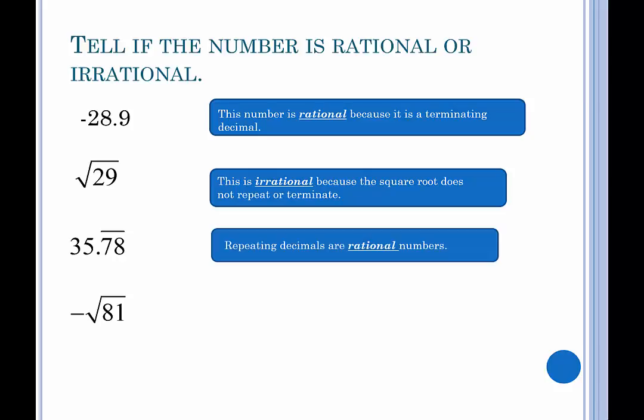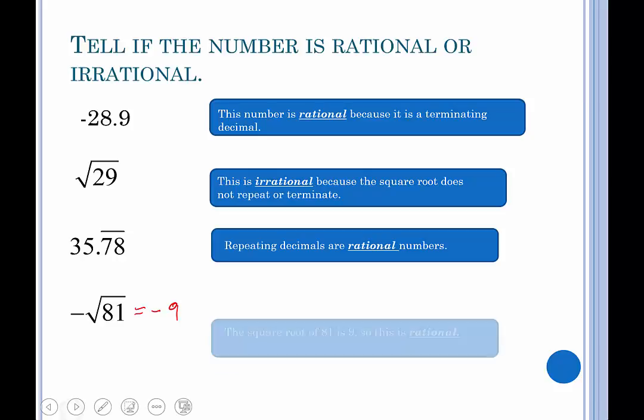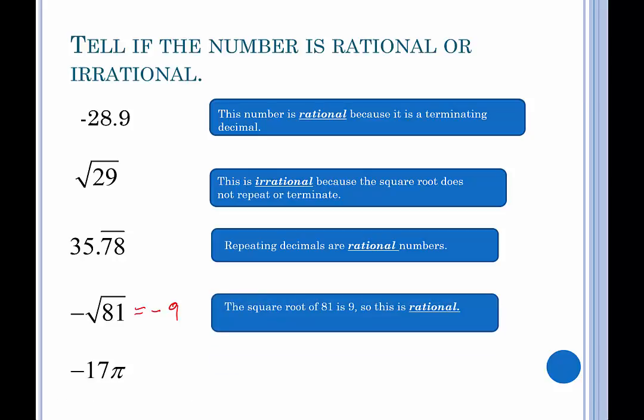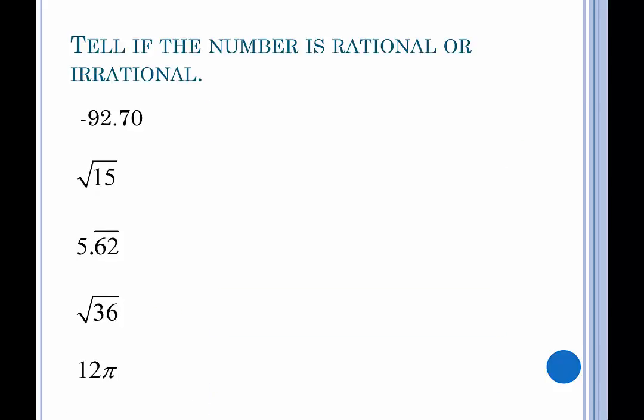And then we have negative square root of 81. The square root may look like it's going to be irrational, but 81 is a perfect square, so we can simplify that to being -9, because the square root of 81 is 9, so that is rational. And our last one, -17 times pi. Anytime you see a pi, that's an indication you're going to have an irrational number. Take a moment and pause here for this example to see if you can label each one of these as being either rational or irrational.